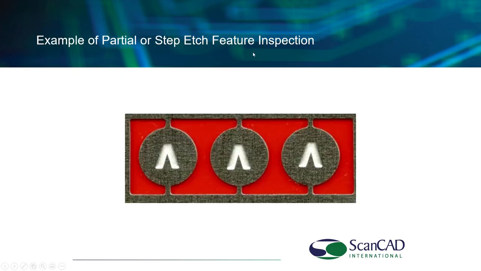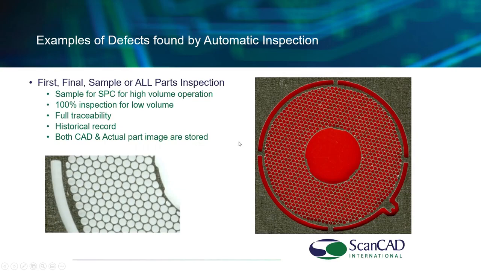Can we work with step etch features in a chem etch environment or in the E-form environment? The answer is absolutely yes. So we can inspect not only the complete cutout of a part, but any kind of logos or features or serial numbers, etc., that are etched into the part as well. Here's another part, just another mechanical filter type part. Again, we can inspect to make sure all the hole diameters are the right size and whatnot.